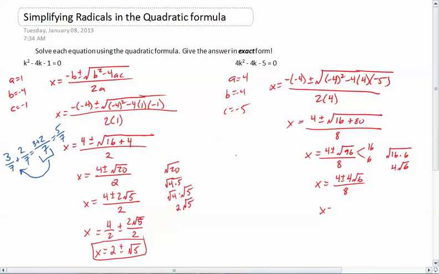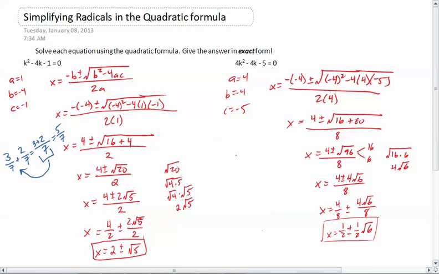From there, I'm going to separate it just because, like I say, that makes it easier. So 4 over 8 plus or minus 4 root 6 over 8. So that leaves me with 1/2 plus or minus 1/2 root 6. All right, so that's fine. Just like this is your final answer.